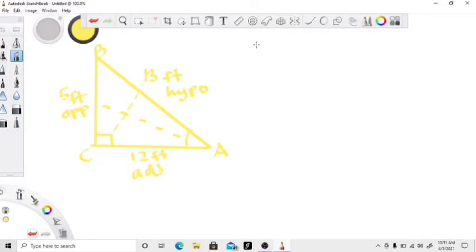So how are we going to answer this one? By using the formula SOHCAHTOA. SO stands for sine, opposite, and hypotenuse. CAH stands for cosine, adjacent, and hypotenuse. TOA stands for tangent, opposite, and adjacent. So we have our 6 ratios. The first 3 are sine, cos, and tan. Sine is opposite over hypotenuse. Cos is adjacent over hypotenuse, while tan is opposite over adjacent.